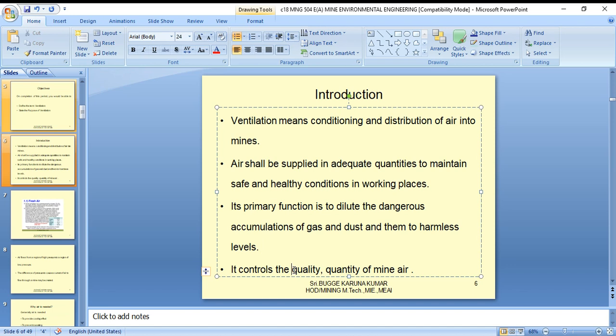So, quantity and quality. Quality covers humidity, temperature, and pressure. Quantity is a different concern: how many cubic meters of air are flowing, how much pressure there is. Quality means what the temperature is, that no noxious gases are present, and what the purity of the air is. So overall, you have to send quality and quantity of air to the underground.